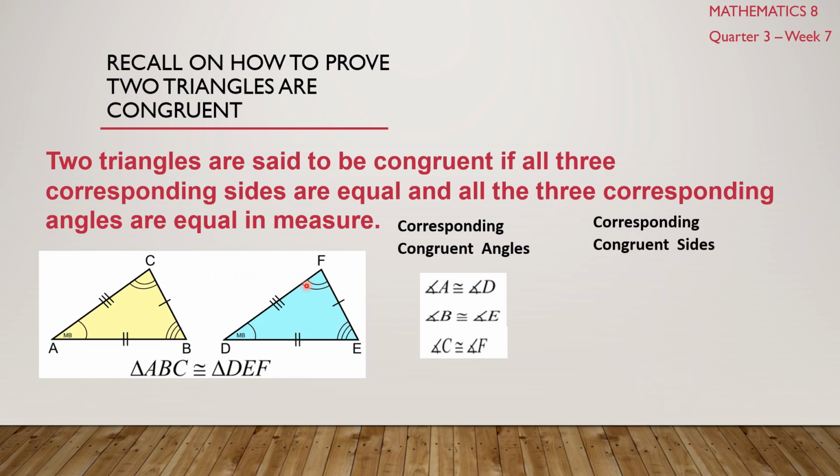Next, let's proceed to corresponding congruent sides. Side AB corresponds to side DE. Therefore, these two sides are congruent. Next, side BC is congruent to side EF. Therefore, these two sides are congruent. Next, side CA corresponds to side FD. Therefore, side CA is congruent to side FD.